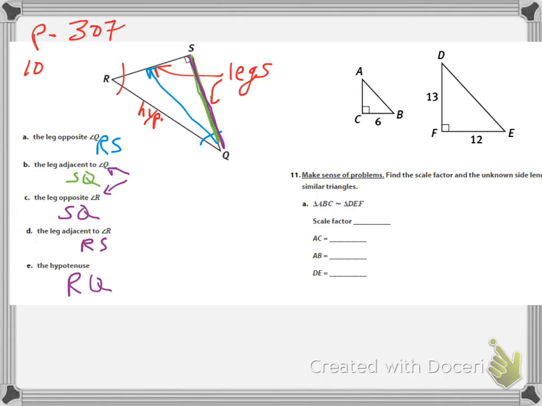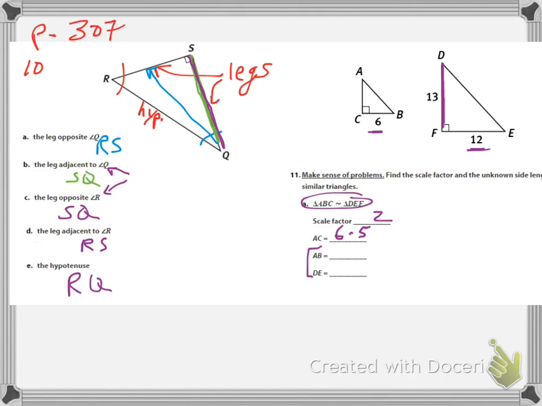Number 11, find the scale factor and the other stuff. Alright, scale factor. Well, that's easy. 6, 12, scale factor 2, done. AC, well, we know they're similar. They've given us that. That's convenient. Well, if DF is 13 and the scale factor is 2, you can set up a proportion if you want to. That's one way to do it. Or just divide by 2, right? 6 is half of 12. What's half of 13? Half of 13 is 6.5.